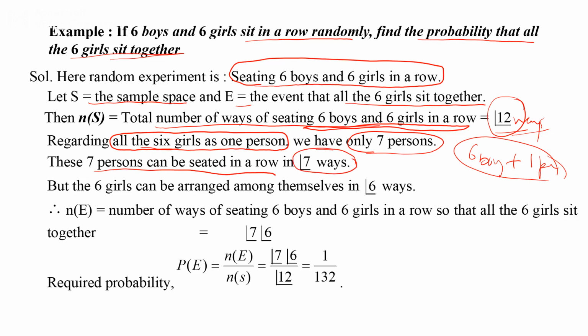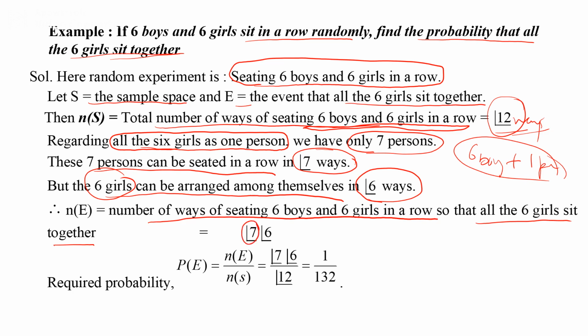In total, factorial 7 ways, but the 6 girls can also arrange among themselves. Therefore, the 6 girls can be seated in a row in factorial 6 ways. So the number of ways in which all 6 girls sit together is factorial 7 into factorial 6. The total number of cases is factorial 12. After simplifying, factorial 7 times factorial 6 over factorial 12, we get 1 by 132. So the probability of all 6 girls being seated together when we have 6 boys and 6 girls is 1 by 132.